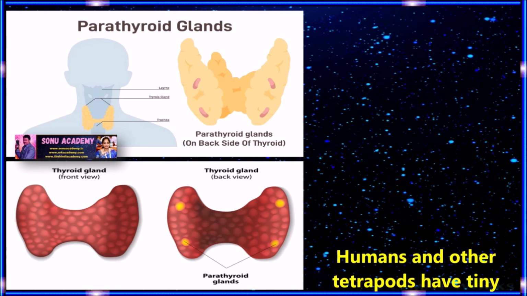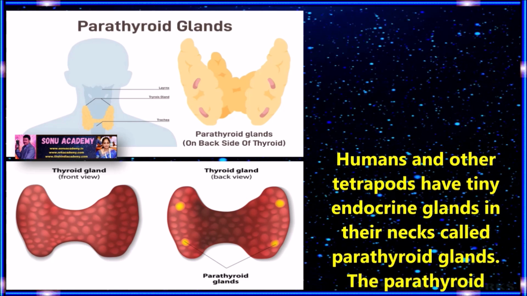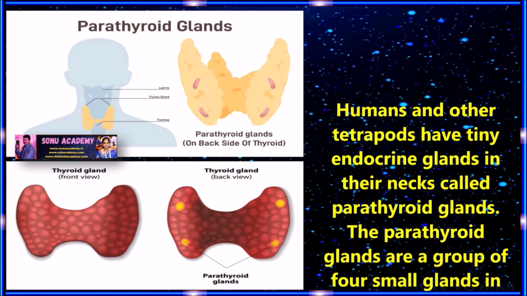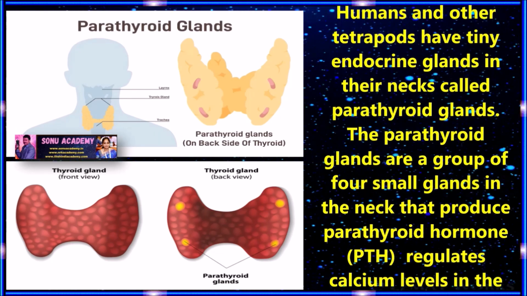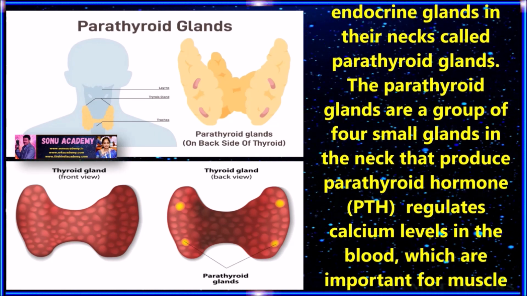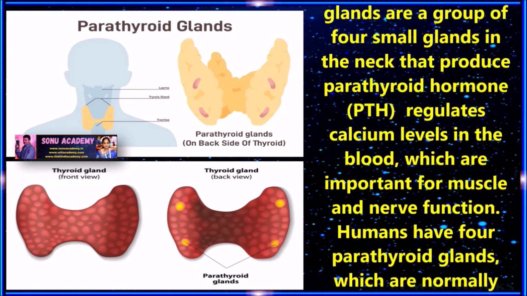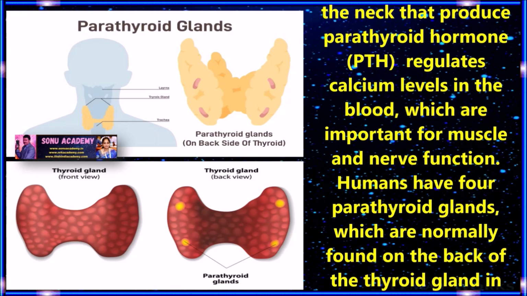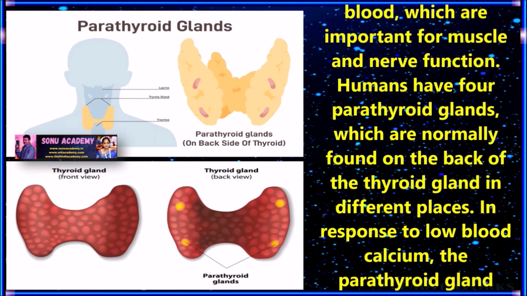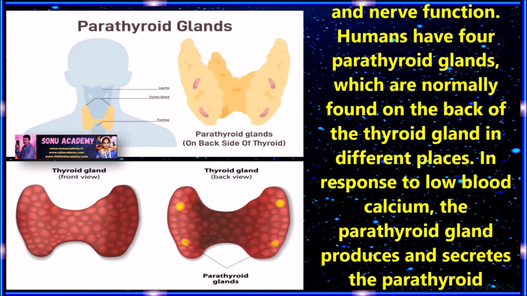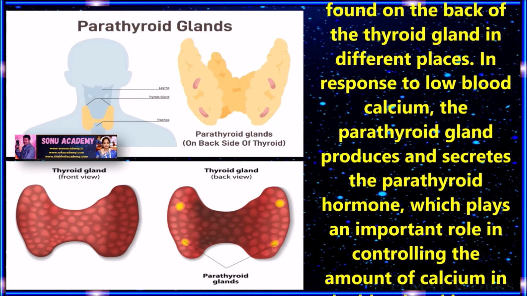Children, let us discuss the parathyroid gland. Humans and other tetrapods have tiny endocrine glands in their necks called parathyroid glands. The parathyroid glands are a group of small glands in the neck that produce parathyroid hormone, which regulates calcium levels in the body, important for muscle and nerve functions. Humans have 4 parathyroid glands, which are commonly found on the back of the thyroid gland.